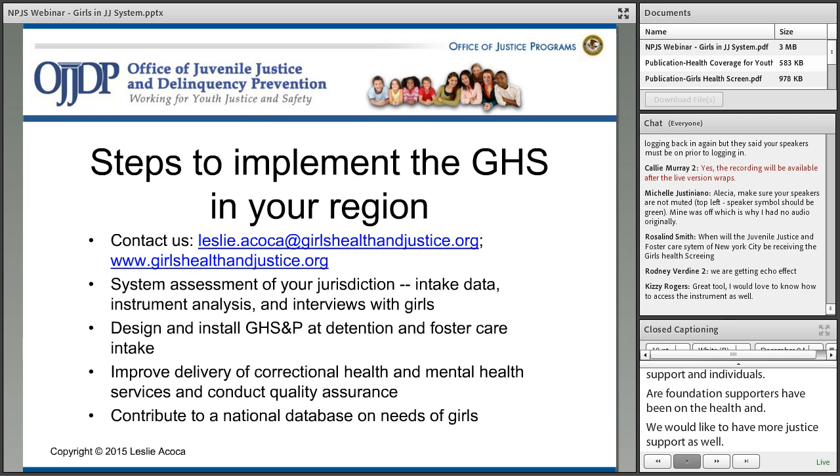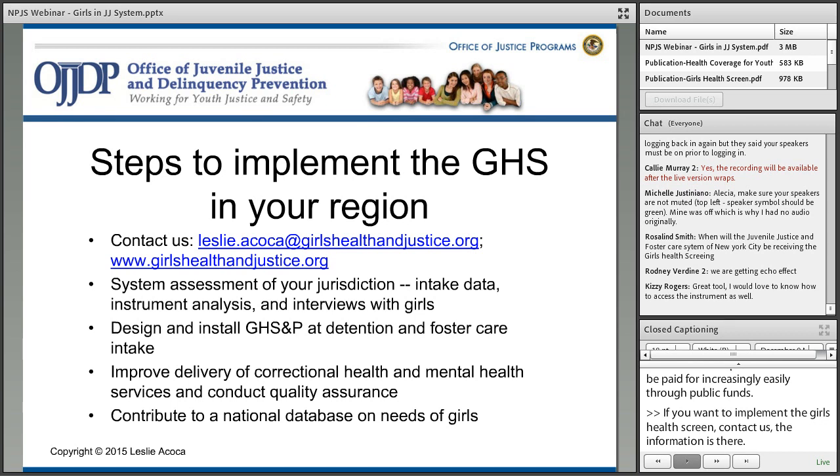The information is there. We'll do a system assessment of your jurisdiction, look at the data that you have about your girls, about the flow of girls through your system, about foster care, juvenile justice. We'll also look at the current instruments that you're using and compare them to what we might be able to offer you so you can see exactly what you're getting.